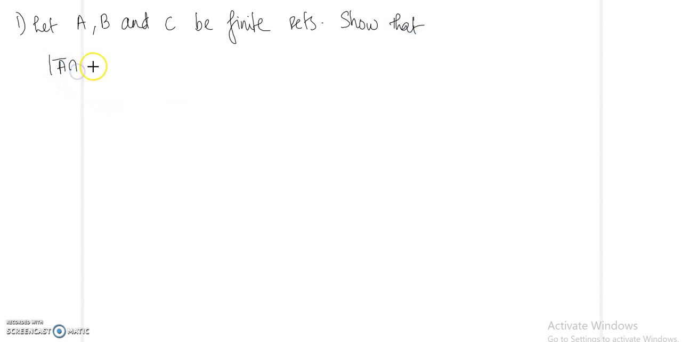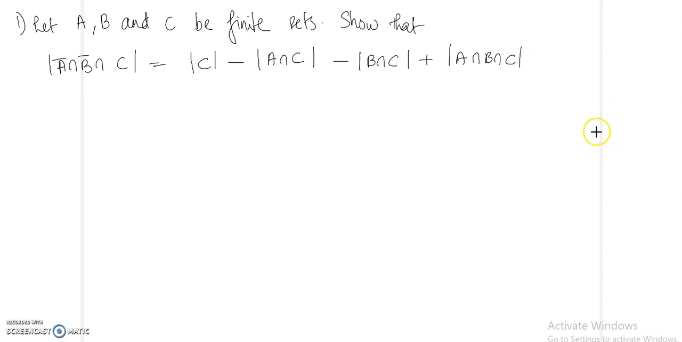So let A, B and C be finite sets. Then we need to show that the cardinality of A complement intersection B complement intersection C is equal to the cardinality of C minus the cardinality of A intersection C minus B intersection C plus A intersection B intersection C. So let us see the proof for this.